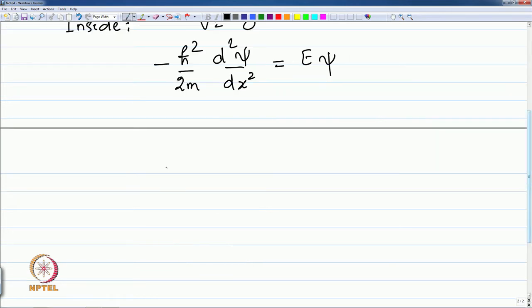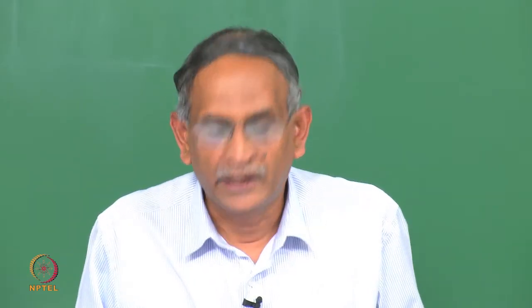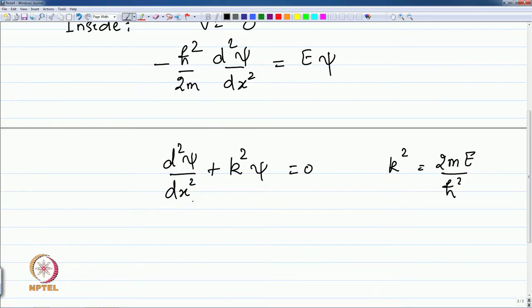We shall solve this in a very quick manner, namely d squared psi by dx squared plus a positive constant k squared psi is equal to 0, where k squared is 2mE by h bar squared. This k squared is positive obviously, and therefore what you have here is a simple differential equation of second order, and you know such solutions can be obtained from either trigonometric functions or the exponential with imaginary argument.